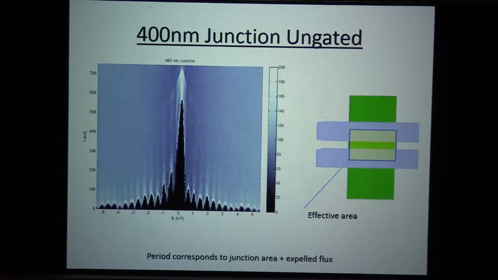And given that we know this dimension very, very well, this is just a lithographic dimension of where the electrons reside, we can extract the other dimension. I've drawn the area that is extracted from this measurement in blue. And you see that it's considerably larger than the area that you would expect, which is this little green rectangle. The reason is that the magnetic field, when it's applied to the system, is rejected by these superconducting contacts. And so part of the flux ends up funneling into the junction and part is rejected.